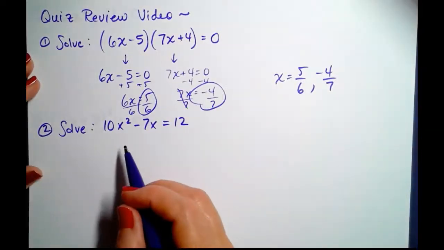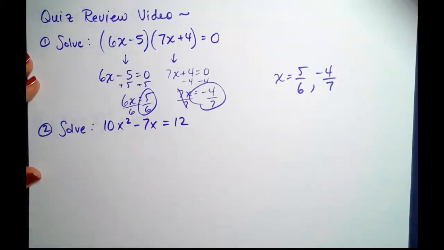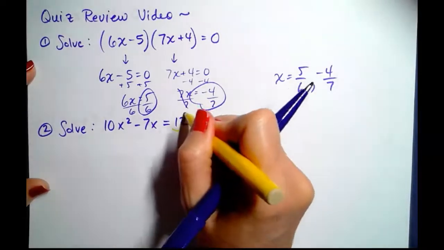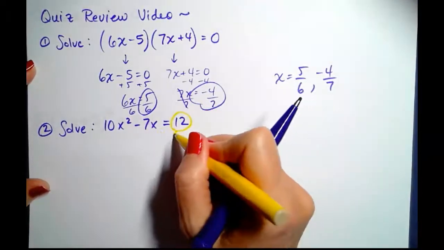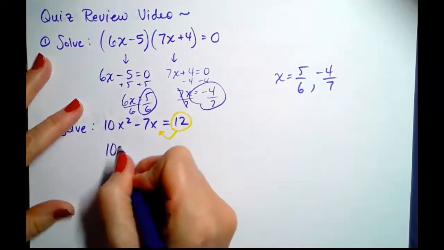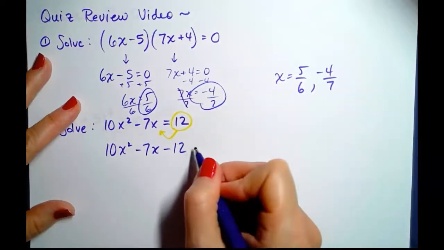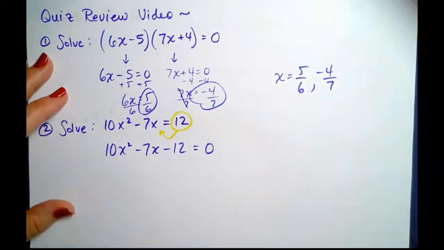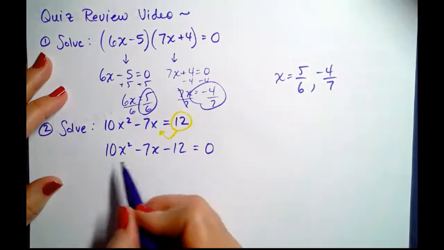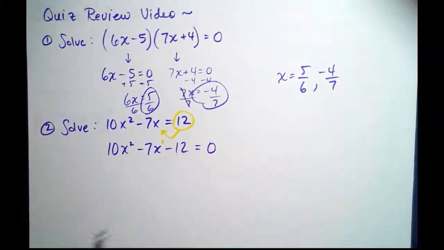Number two is not already factored. So we do need to put it in standard form and set equal to 0. So we can easily put this one into standard form by taking this 12 that is positive on the right and moving it to the left. It will be negative on the left. So 10x squared minus 7x minus 12 equals 0. So remember, we want it in descending order, 2, 1, and none.